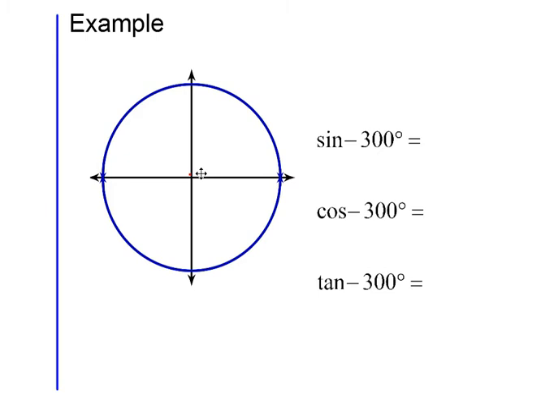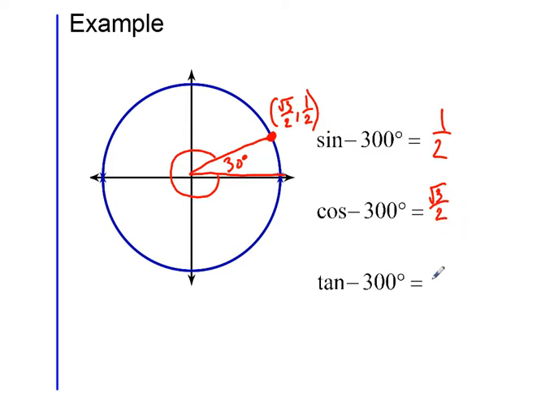So let's draw that one more time. Initial side goes around to my terminal side. My reference angle is 30 degrees. So where is this coordinate? This coordinate is at x square root 3 over 2 and y 1/2. So my sine is my y value, which is 1/2. Cosine is my x value, square root 3 over 2. And tangent is my y value of 1/2 divided by my cosine value of square root 3 over 2.